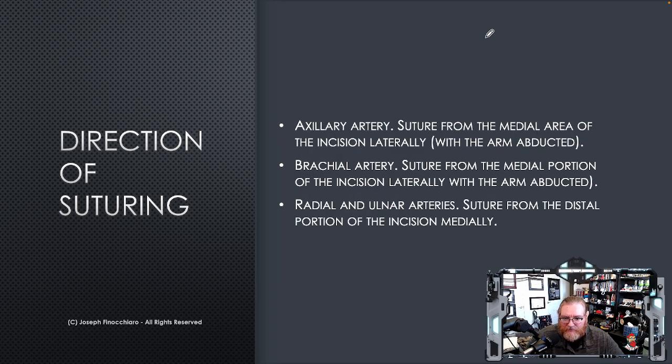Axillary artery, from the medial to the lateral. Brachial, medial to lateral, and radial and ulnar from the distal to medial. This is the exception to the rule. Okay, the radial and ulnar arteries are the exception to the rule. So all the horizontal incisions we've seen are medial to lateral, inside to outside. With the wrists, it's outside to inside.